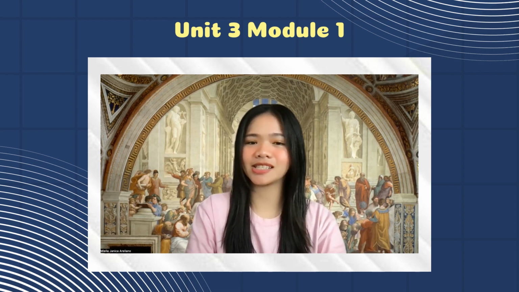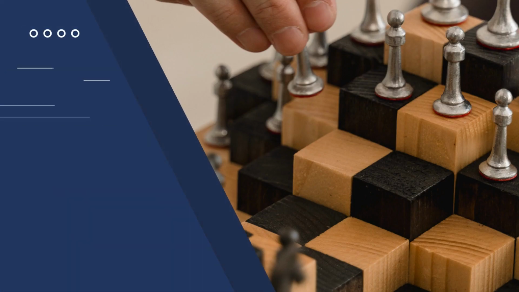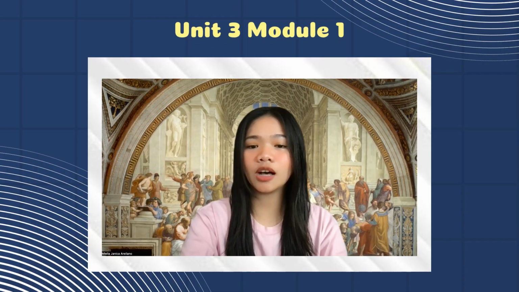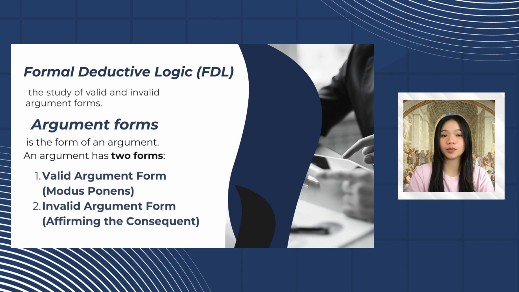Now, let us discuss Unit 3, Module 1 under Professor Aquinius' book, The Subject Matter of Formal Deductive Logic. Starting off with what is formal deductive logic? It is the process we follow in determining the validity or invalidity of an argument. Through argument forms, the essence of argument is found. This is according to formal logicians.